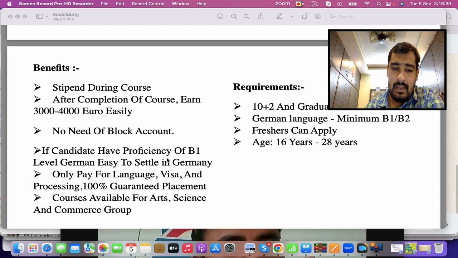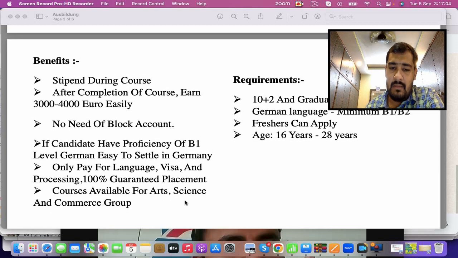After that, as I said, in our process, you have to pay only for the language. The visa is a small charge of 70-80 euros, right? And the processing, all the remaining content, the placement and everything, is guaranteed, so no need to worry. We have tied up with Europe Careers, right? It's a genuine agency, with genuine partners operating from more than 30-40 countries, and you will be very much secure, so no need to worry.